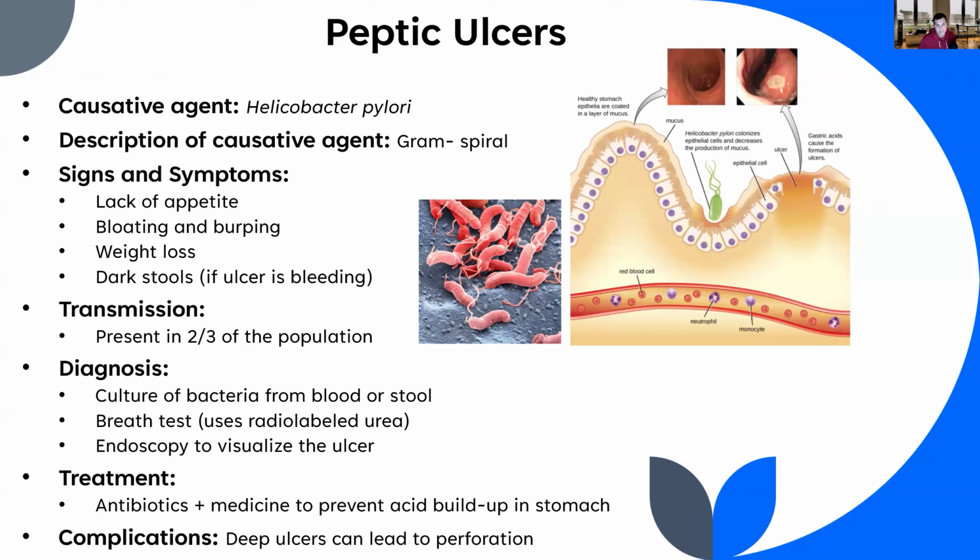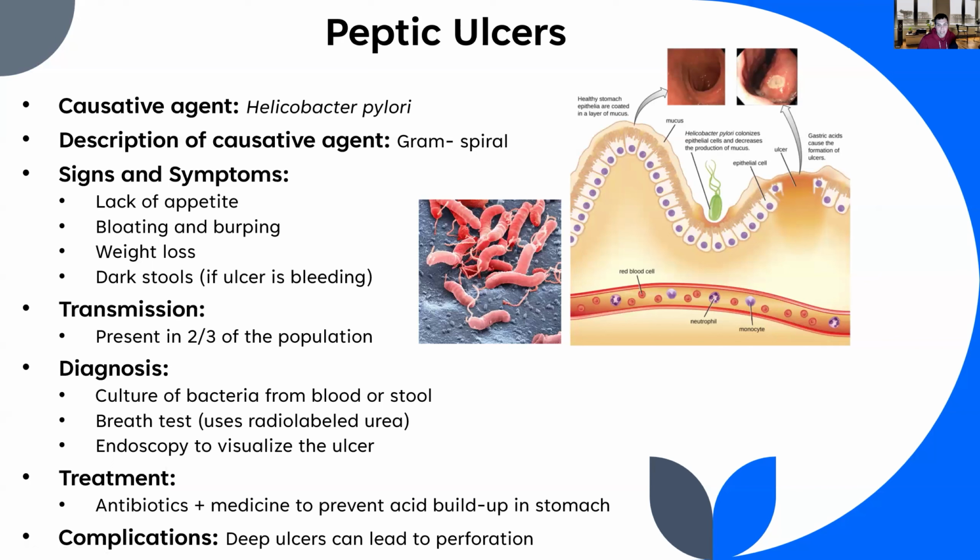To diagnose this, first and foremost, you want to culture the bacterium from the blood or the stool. So if it's in the bloodstream or in bloody stool, you should be able to see it. There's also a breath test that can be done using radio-labeled urea. And what will often happen following diagnosis is an endoscopy to actually visualize the ulcer. You can see that up here. This is what an endoscopy looks like. It's basically sticking a camera down your throat into your stomach to take a look at the damage being caused. And this is what that ulcer begins to look like.